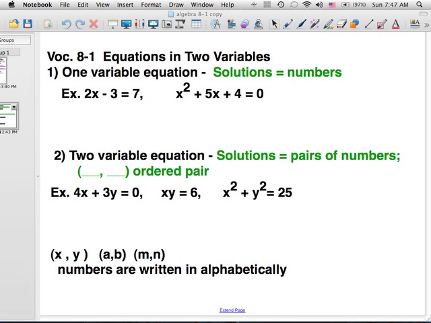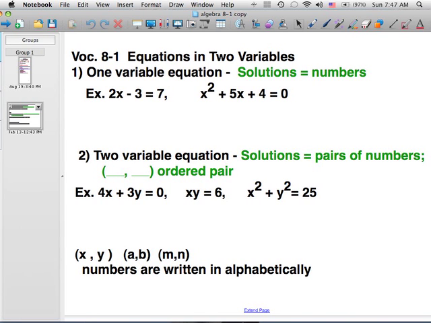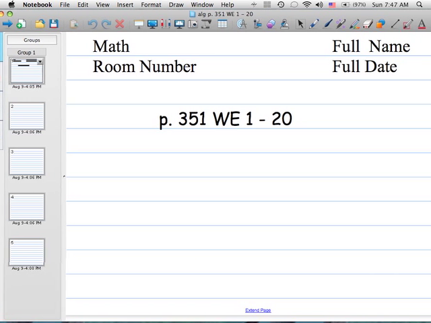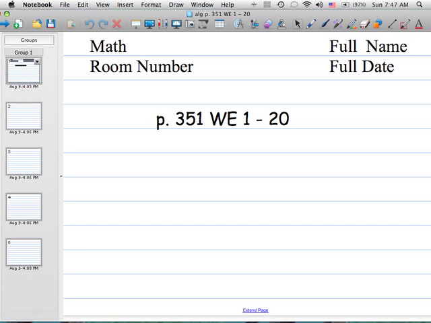Now we can use different letters for the two variables, such as a and b, m and n, but whatever you do, make sure that you write those numbers in alphabetical order according to their variables. So with that in mind, we're going to go ahead with our assignment. You need a piece of paper headed, and it's page 351, written 1 to 20, and we're doing number 2.